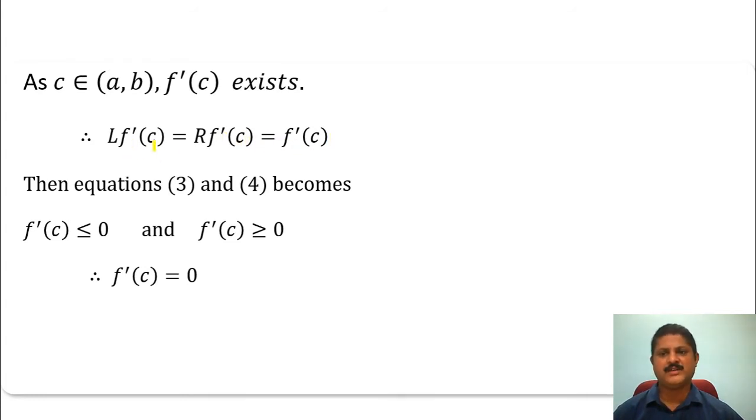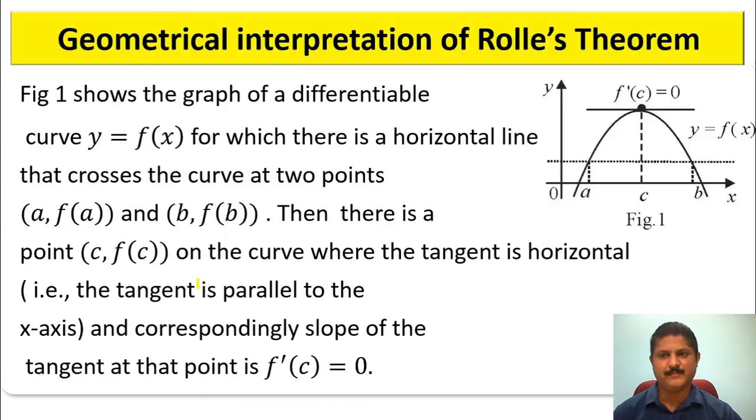Therefore, l f dash of c equals r f dash of c equals f dash of c. Then equations 3 and 4 become f dash of c is less than or equal to 0 and f dash of c is greater than or equal to 0. Therefore, f dash of c equals 0. This completes the proof of Rolle's mean value theorem.